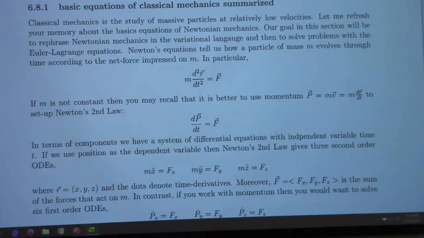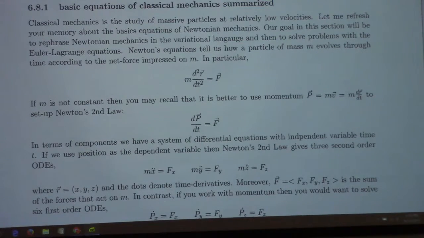But anyway, so long story short, this is Newton's equation, right? Newton's second law, ma equals f. We can rewrite this as the time rate of change of momentum being f, right? One thing we can do.